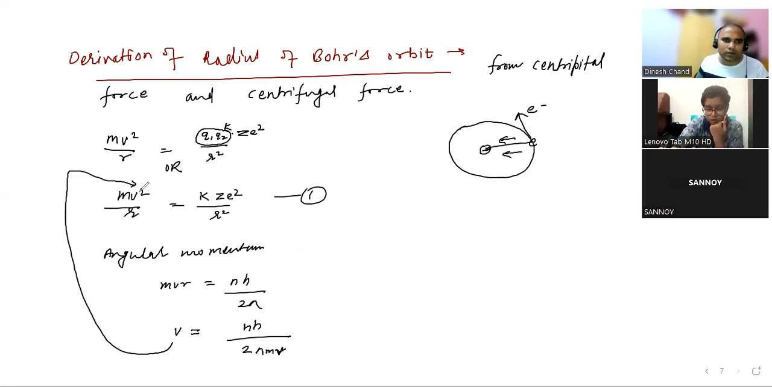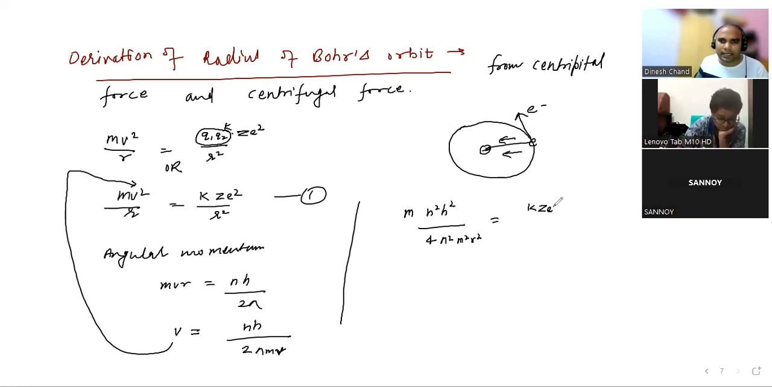Let us put the values here. If I write m v square, it will be n square h square divided by 4 pi square m square r square, equal to K ZE square upon R square.